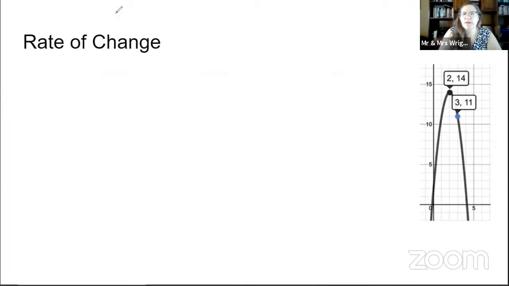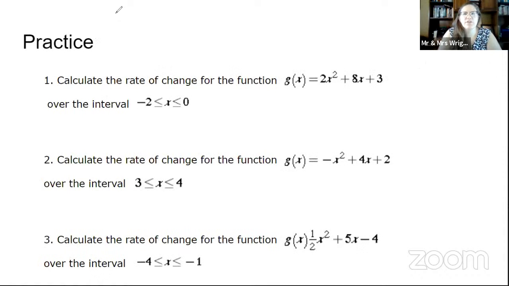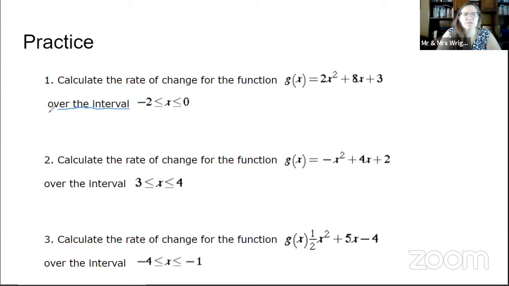So that's when you have a graph. You have to see the points or be able to identify the points, the ordered pair, so that you can calculate the rate of change. What happens, however, if you have a formula? Well, we need to have 2 points in order to calculate a rate of change on a formula for a quadratic function. So the way that you do that is when you have it in written form instead of a picture showing you the points, it says over the interval -2 to 0.